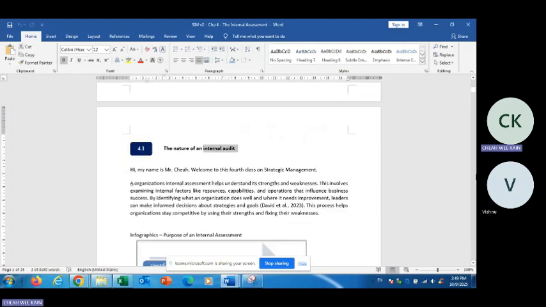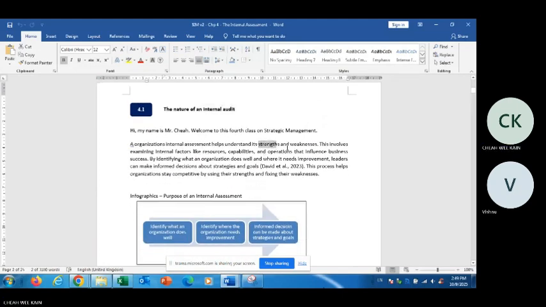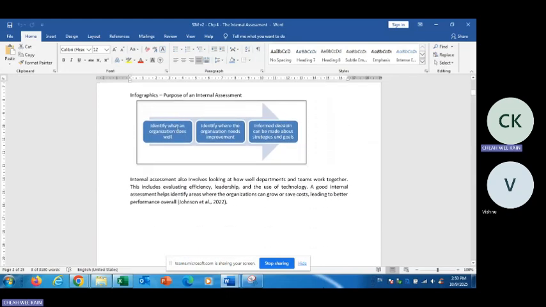Internal audit is basically strengths and weaknesses. It is about understanding your internal strengths and weaknesses, different from topic number 3, which is external audit, which is about opportunities and threats. So how do you want to go about doing that? Identify what an organization does well, identify where the organization needs improvement, so that informed decisions can be made about strategy and goals.